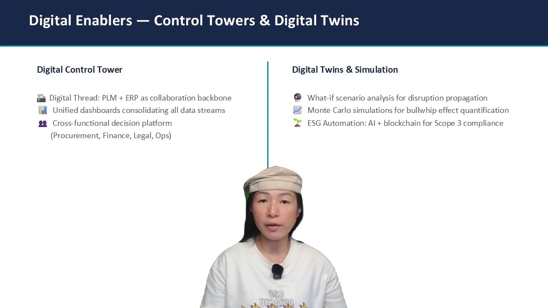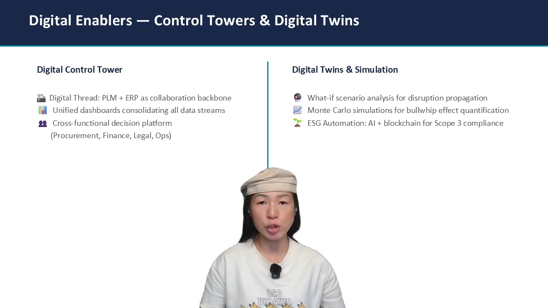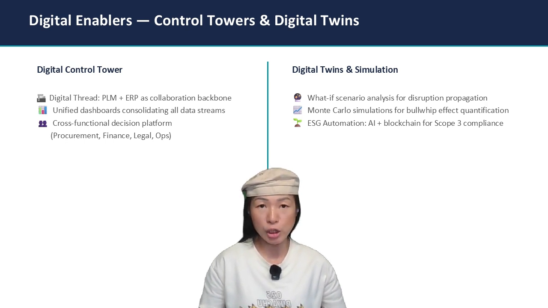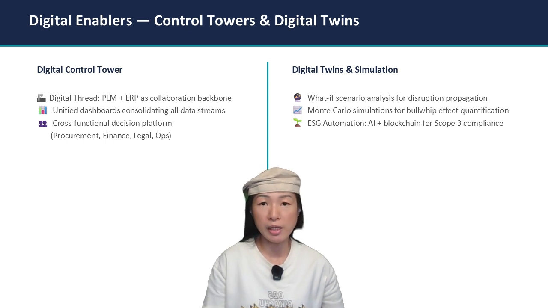These consolidate fundamentally different data streams into unified dashboards, enabling cross-functional teams to make decisions concurrently rather than sequentially, significantly faster than traditional models. Second, digital twins, virtual replicas of your supply chain that allow what-if scenario analysis. You can simulate how a Tier 3 disruption propagates downstream, use Monte Carlo simulations to quantify the bullwhip effects, and optimize inventory buffers before a crisis hits. On the ESG side, AI combined with blockchain creates immutable audit-ready records for Scope 3 emissions compliance.